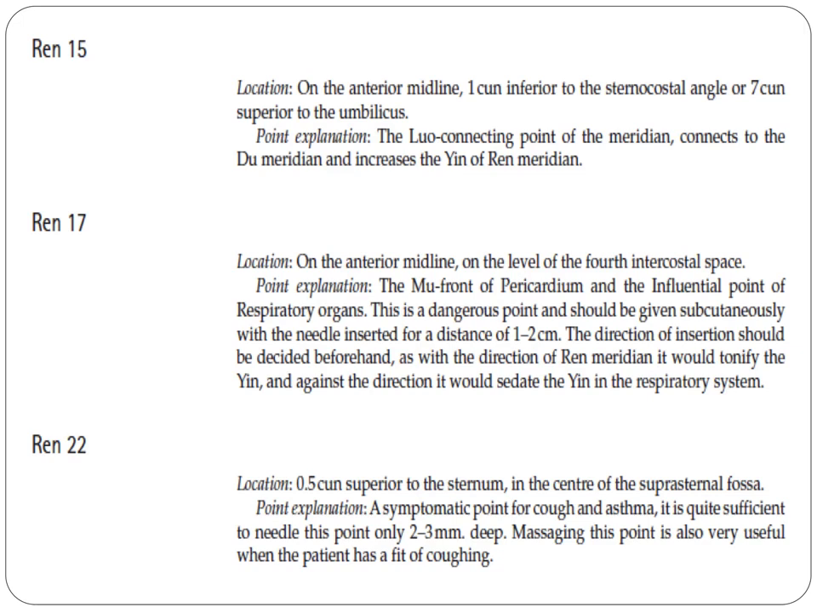REN22 is located 0.5 sun superior to the sternum in the center of the suprasternal fossa. REN22 is a symptomatic point for cough and asthma. It is quite sufficient to needle this point only 2 to 3 mm deep. Massaging this point is also very useful when the patient has a fit of coughing.